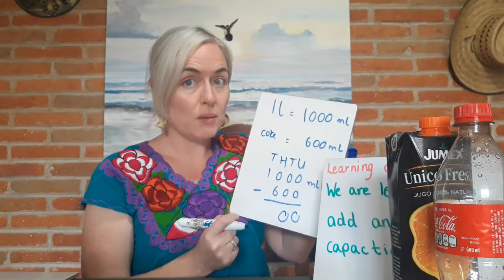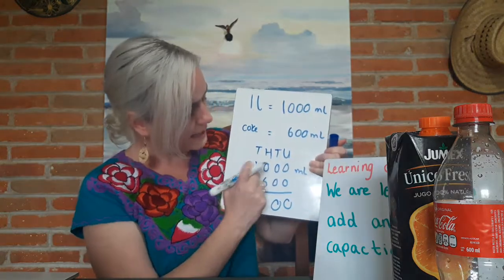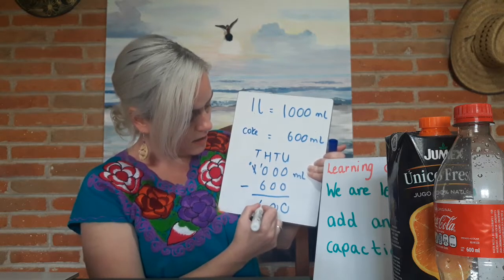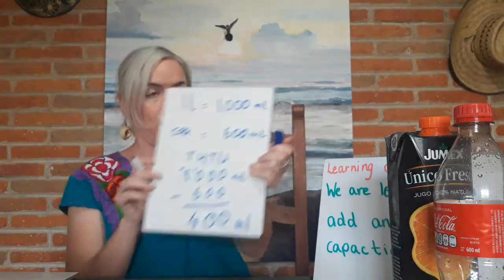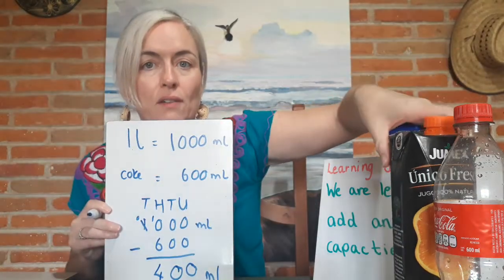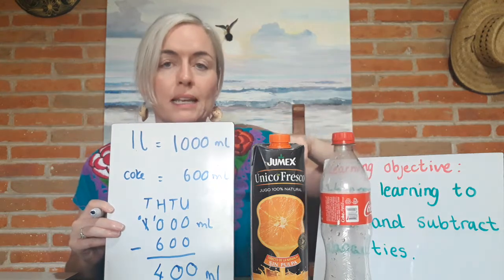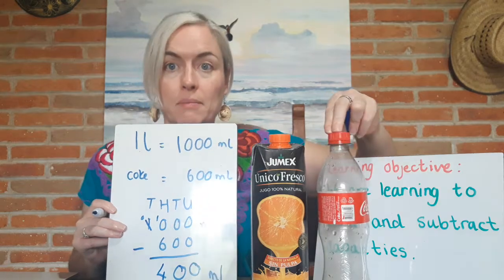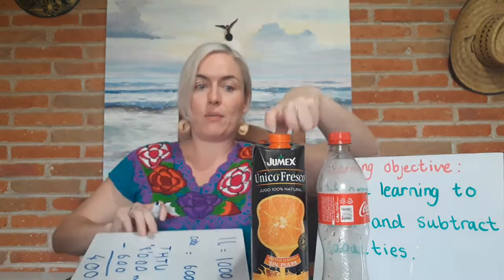Remember your subtraction that we started at the beginning of quarantine? So 6, I can't take 6 away from 0, so I have to borrow 1, put it over here. 400 milliliters. The difference between my carton of orange juice and my bottle of Coke is 400 milliliters. This has 400 milliliters more than my bottle of Coca-Cola. Okay, guys? I hope that simplifies that one for you.